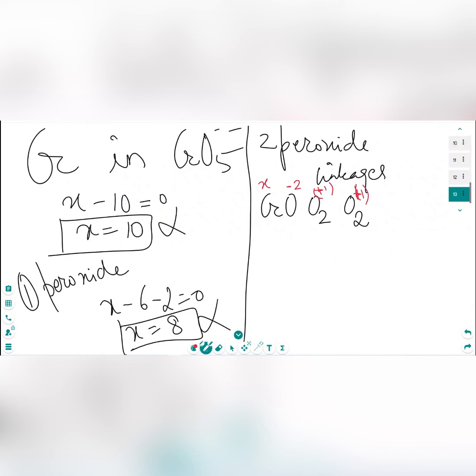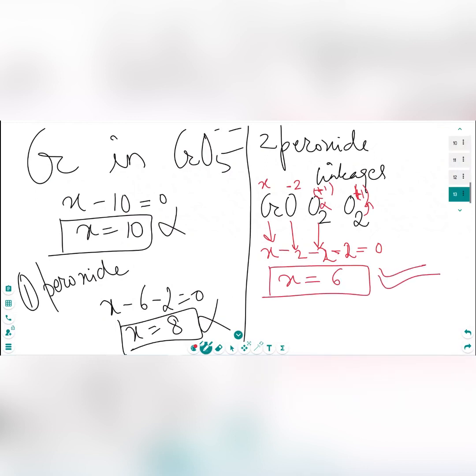Correct? So when I write it like this, it will be x - 2 - 1 and - 1. So you have to multiply these. So this becomes 2, this also becomes 2, which is equal to 0. So x equals +6. Correct?